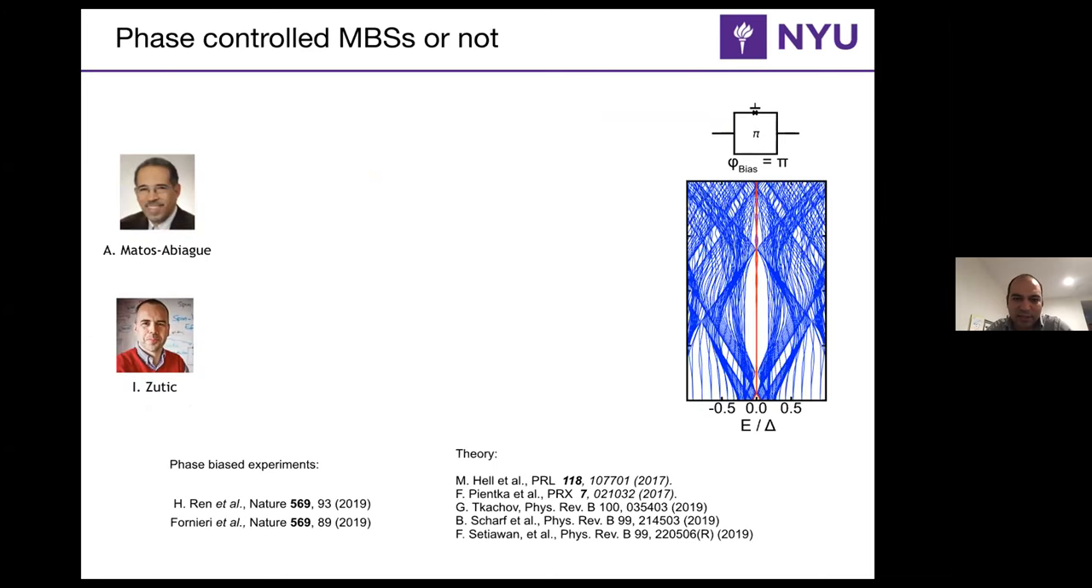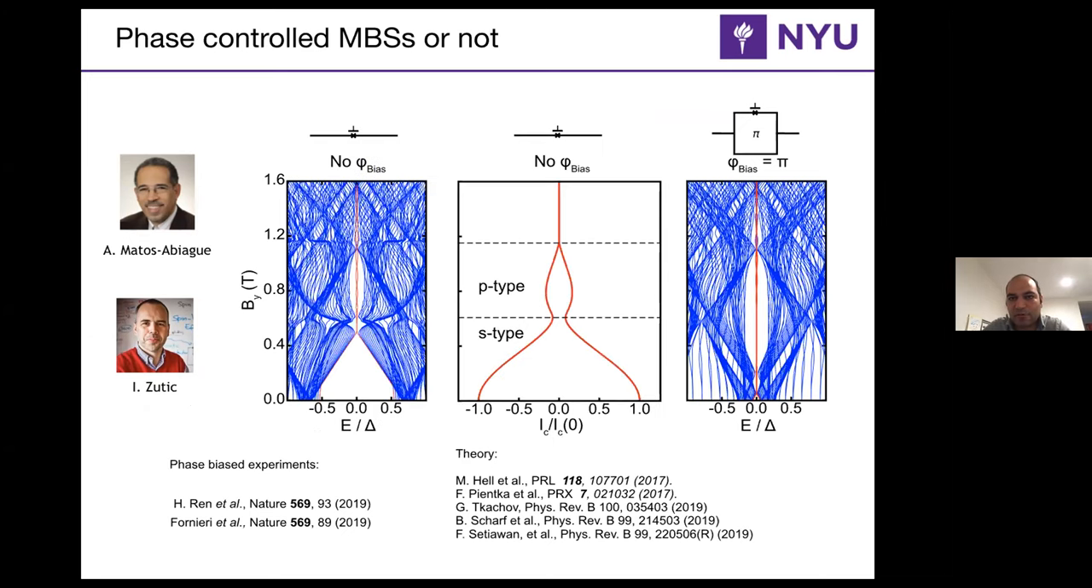So to understand the theory for ourselves and understand the realistic parameter space, with our collaborators, Alex Matsuura Bjergan and Igor Zutic, we simulated a lot of these systems in finite element, trying to remove some of the assumptions that have been made, at least in the PRX paper by Pientka. Here are the theory citations. So if you do pi phase, that's exactly what you expect to have Majorana early on.